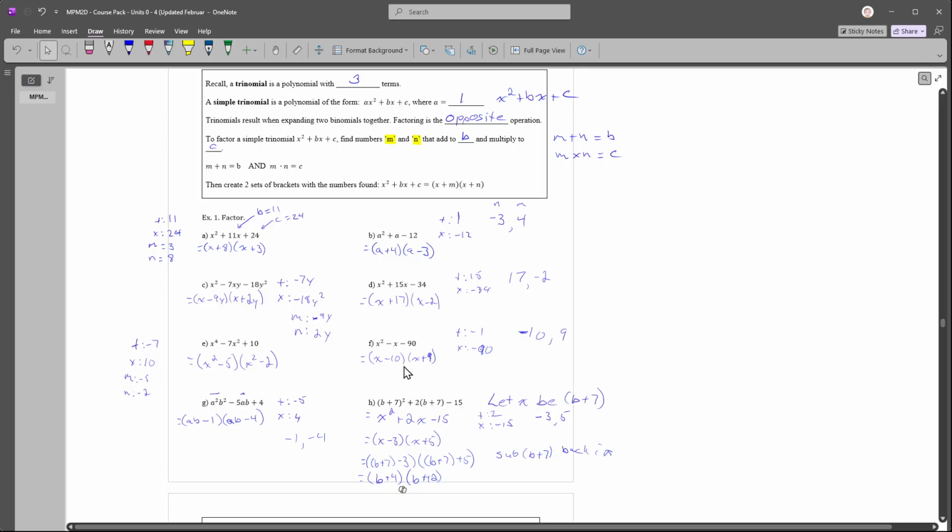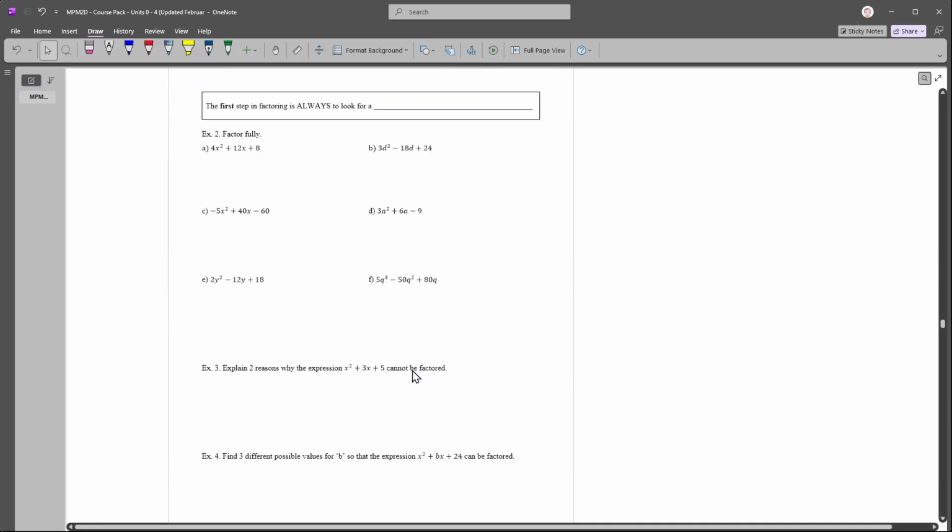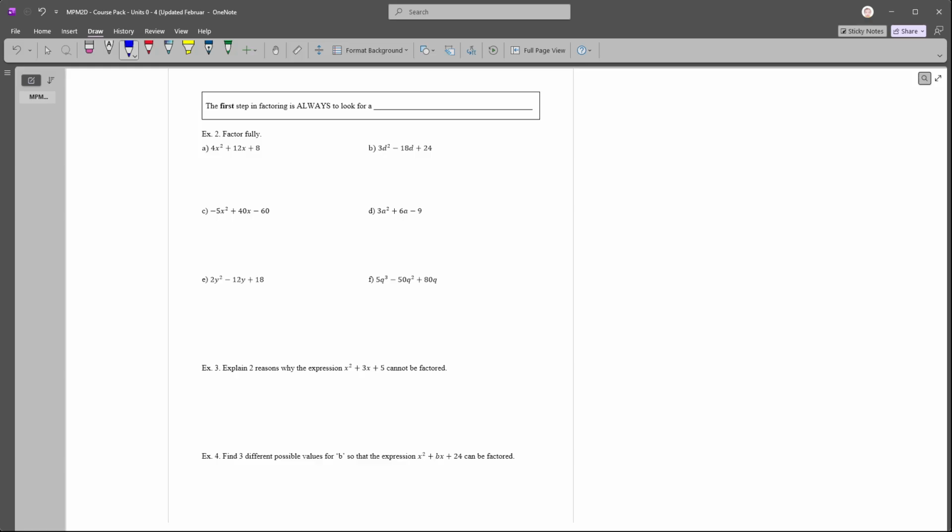All right, now we may run into some problems where it's not obvious or we can't find two numbers that work out. As always, and this is always your first step, you saw the flowchart from the first day, the first step is always to look for a greatest common factor. So even before you do any other work, I want you to look for that greatest common factor, or the GCF. So simplify it by doing this and reducing our work.